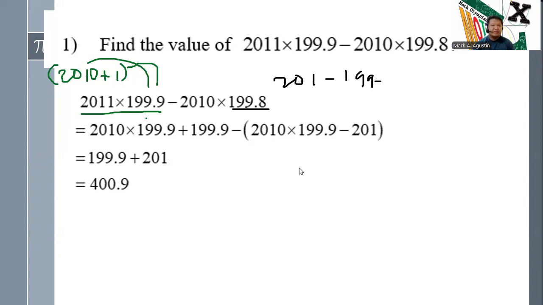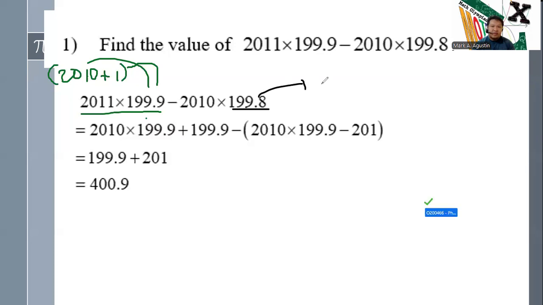So as you can see here, we have that expression now. We expressed 211 to be 210 plus 1. Then we distributed the 199.8. For the case of 199.8, we express that one to be 199, or wait, let me check that one. Yeah, we express that one to be 100.